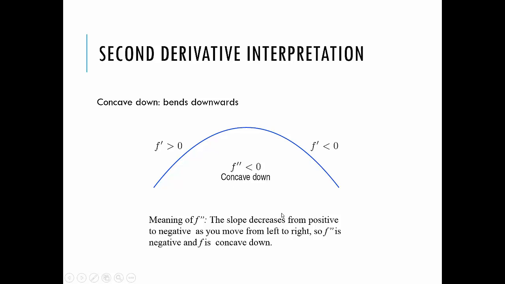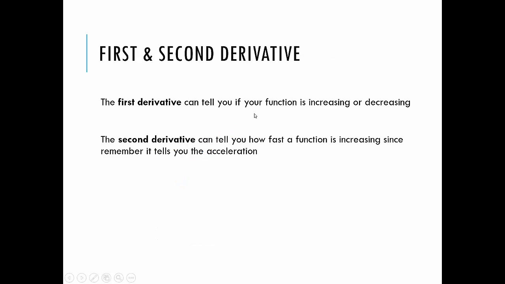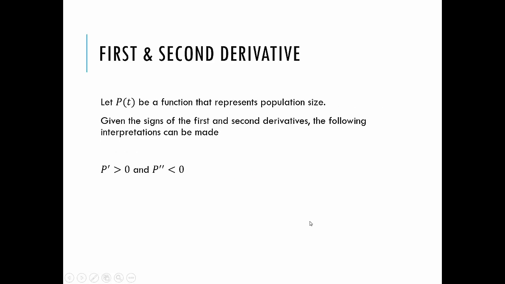And of course, this is kind of nice to know these things because if the first derivative can tell you if your function's increasing or decreasing, positive or negative, the second derivative can actually tell you how fast it's increasing, since remember, it's telling you the acceleration. If I have this p of t as a function that represents population size, what I want to do is go through, and this is in your math packet, and interpret what this would mean. What would p prime, if that's positive, and p double prime, so the first derivative is positive, the second derivative is negative, what would that mean?